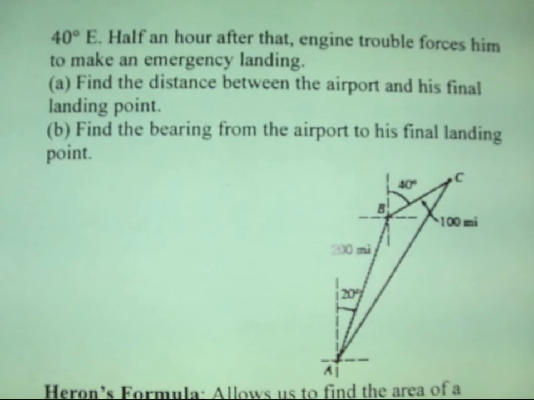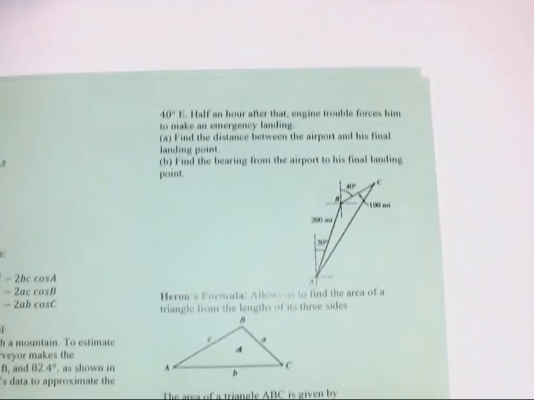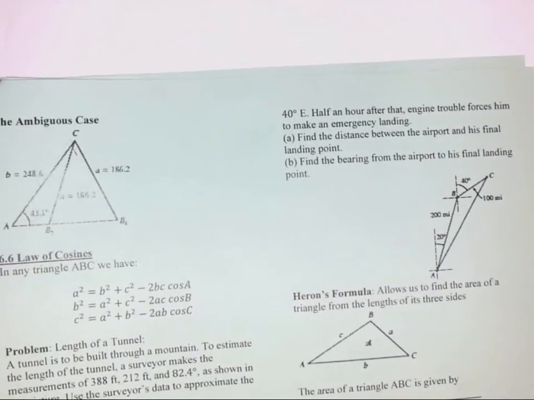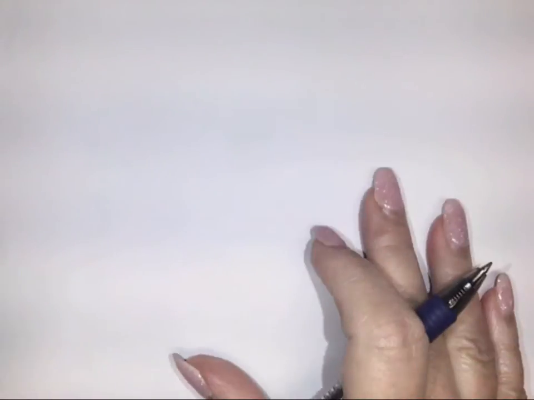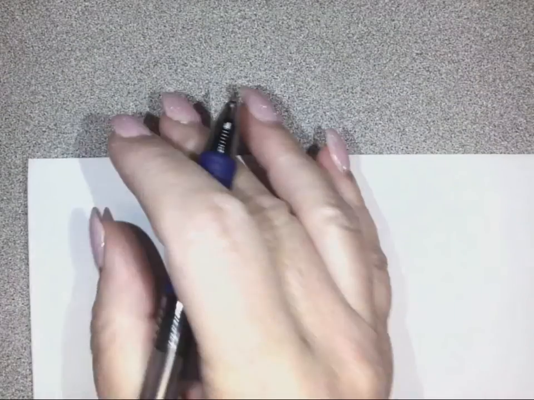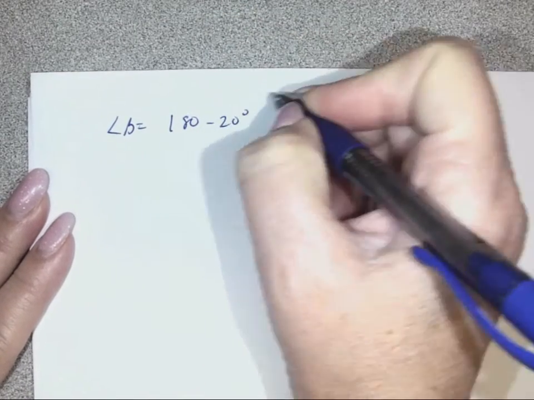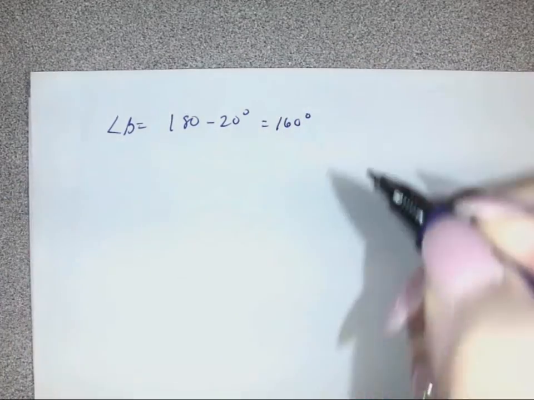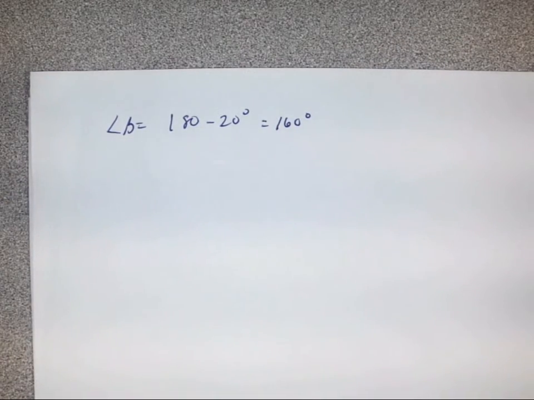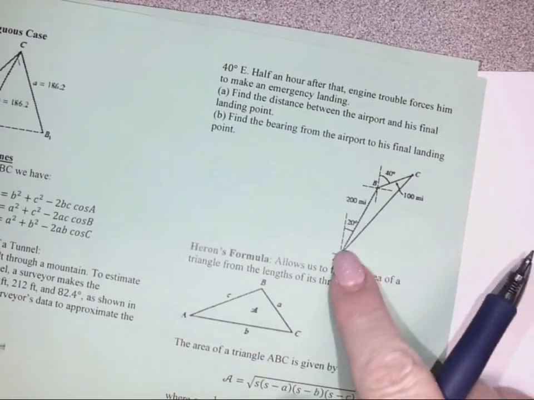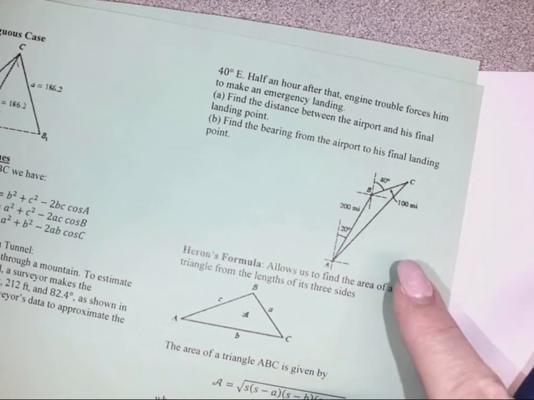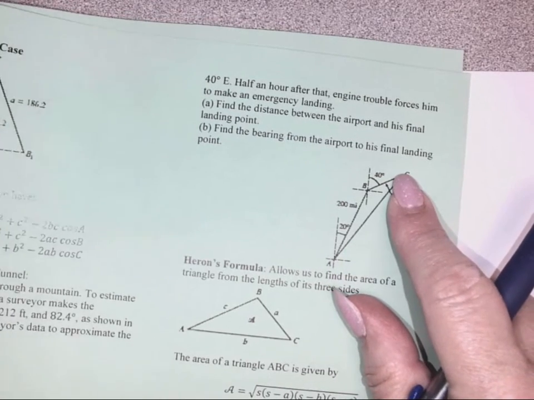So sometimes we just have to have a little bit of knowledge of our triangles and a little bit of maybe geometry to kind of help. Not a whole lot, just a little bit always helps. All right, so the first thing that we can find for our triangle is our angle B. So we know that angle B will be 180 minus that 20 degrees course correction, which gets us 160 degrees. And we know that this is angle B, so we're trying to find the side across from it, the length from the airport and his final landing point.